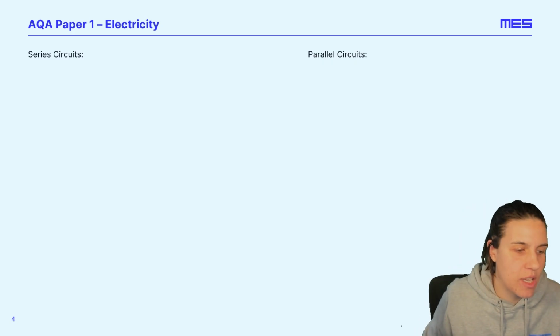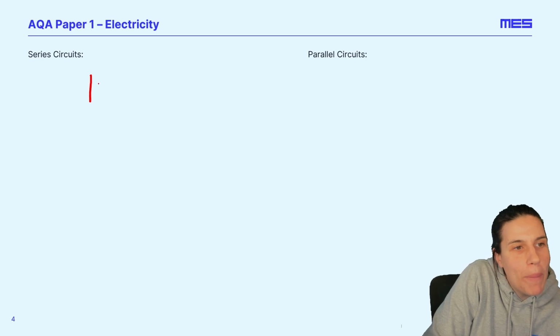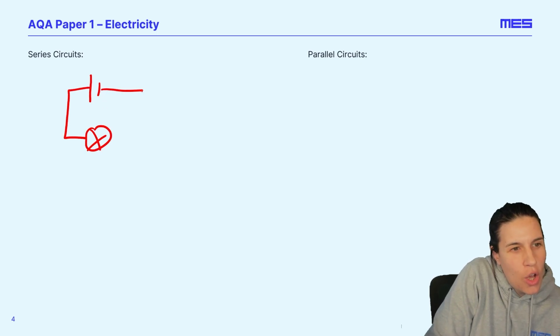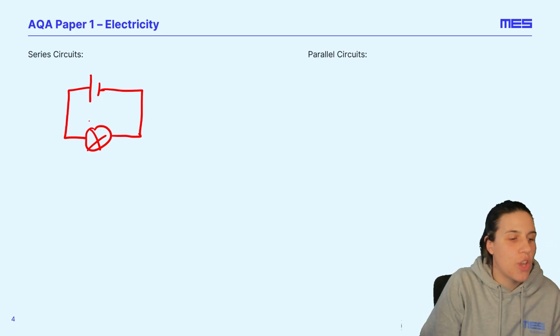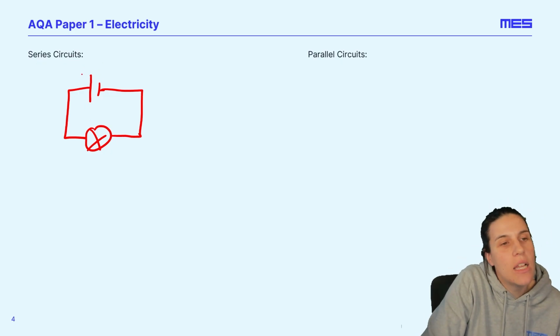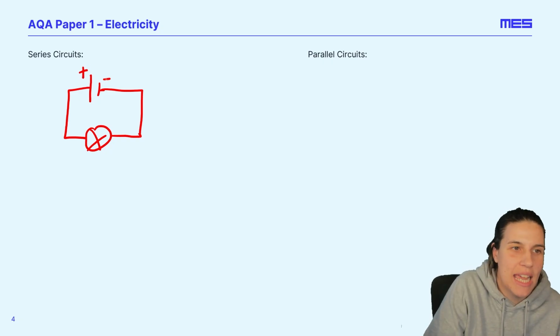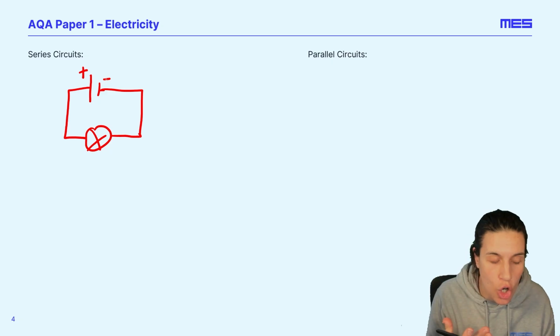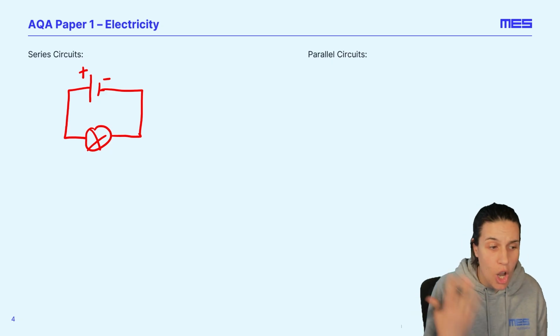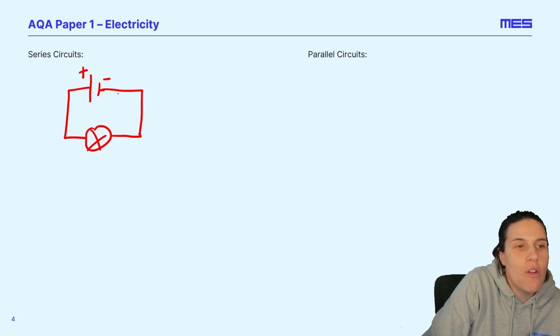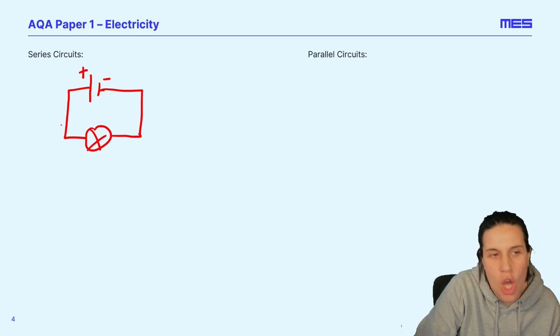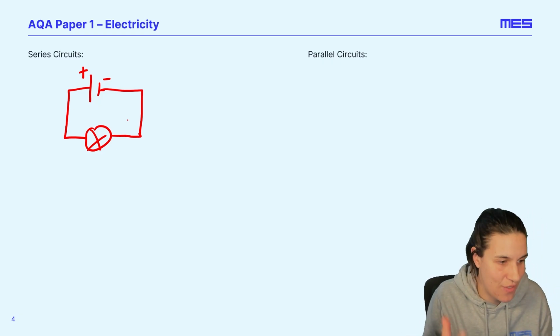So in a series circuit, we've only got one pathway for current to flow down. So just like I've drawn here, all we've got is one way for the current to flow. So remember that this is a cell. Now, the long side of the cell is positive, the short side is negative. I always think about it as, do you want a long chocolate bar or a short chocolate bar? Of course, you want a long chocolate bar, so the long chocolate bar is positive. So current always flows from the positive terminal to the negative terminal.